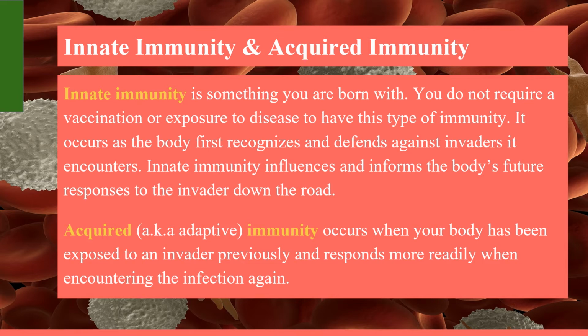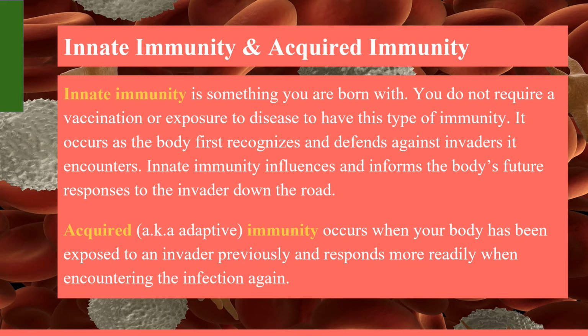One, innate immunity. Two, acquired immunity. Innate immunity is something you're born with. You do not require a vaccination or exposure to disease to have this type of immunity. It occurs as the body first recognizes and defends against invaders it encounters. Innate immunity influences and informs the body's future responses to the invader down the road.